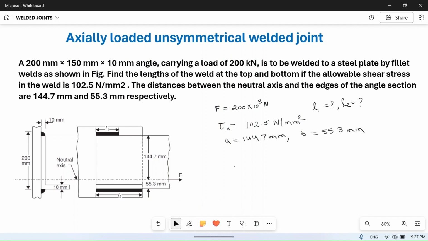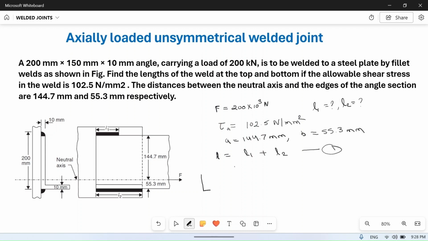Okay, so first of all, total length of weld is L is equal to L1 plus L2. This is equation number 1. Okay, if L1 plus L2 is L, so what will be the capacity, what will be the shear force F which will be taken by this welded joint? It is given as 200 kilonewton.